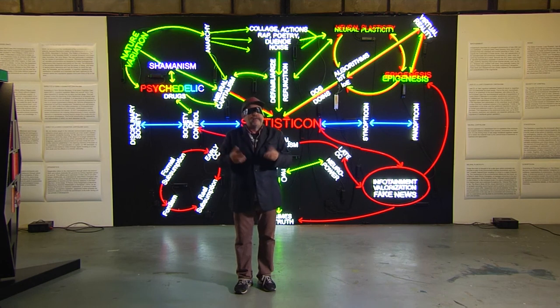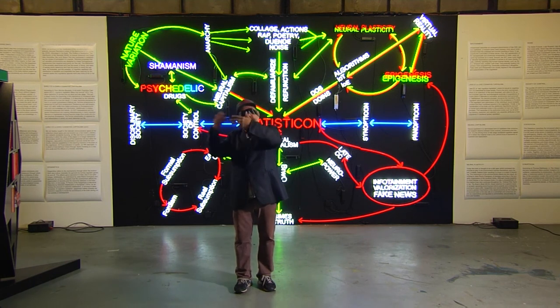into our reality is a way of disrupting those networks that we depend on. And so all of these things are coming down, and they are possible ways that we can dissent and create resistances to neural capitalism and the Statisticon.